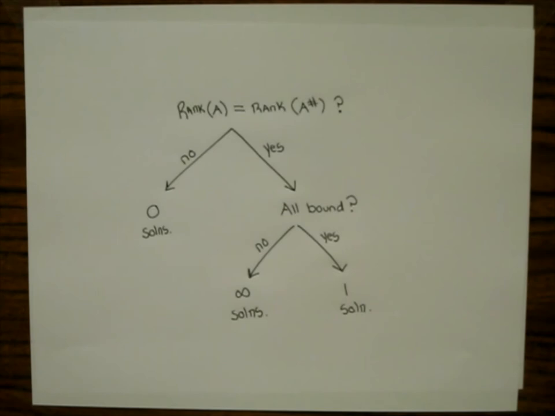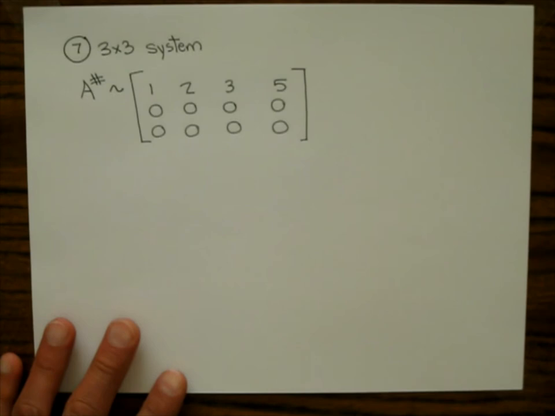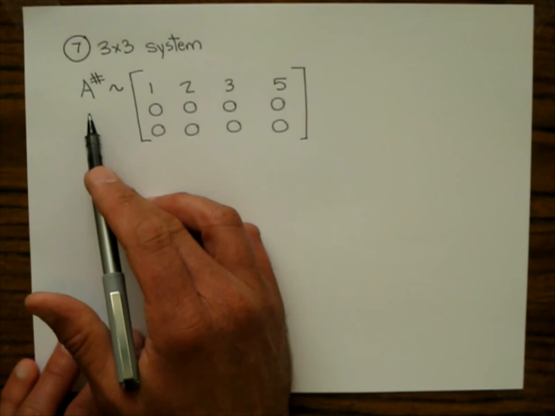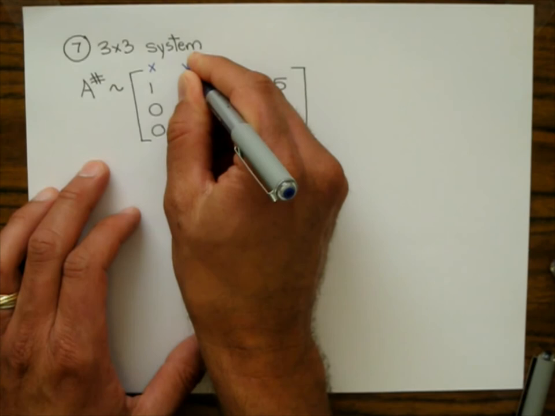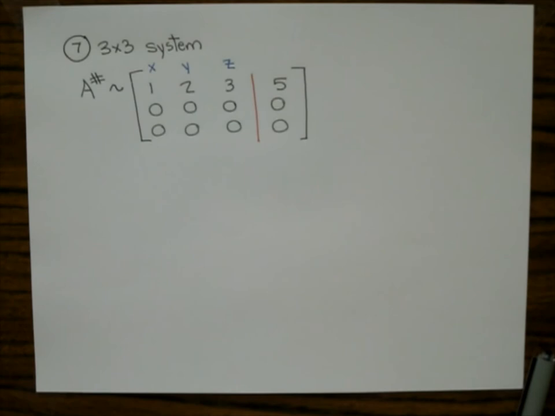Okay, so here is the next problem. I'm not even telling you what the system was. I'm not telling you what A is. I'm not even telling you what A augmented is, but it's a 3x3 system. There's the equal sign if you'd like. My variables, we'll keep with the X, the Y, and the Z, and this is the way it came out here. How many leading ones do I have in this row echelon form matrix?